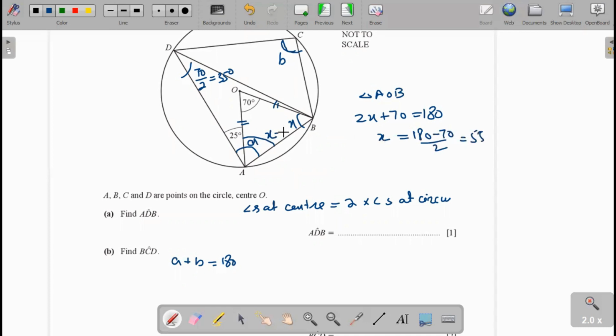This angle is 55. Now the angle A will be equal to 55 plus 25. So 55 plus 25 plus B equals 180. This angle is 80. Therefore, B will be equal to 180 minus 80, which is 100.